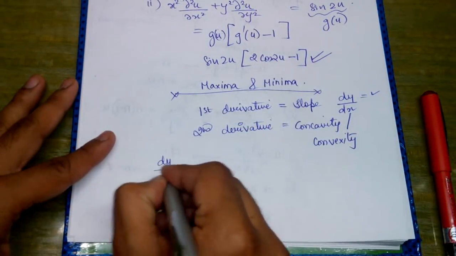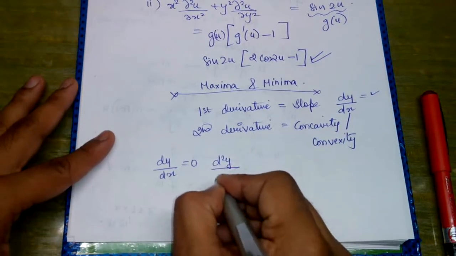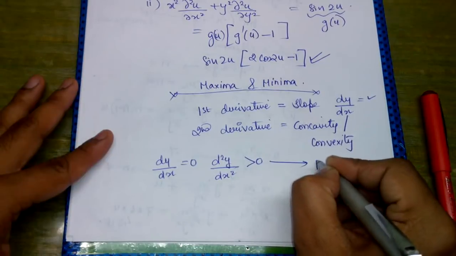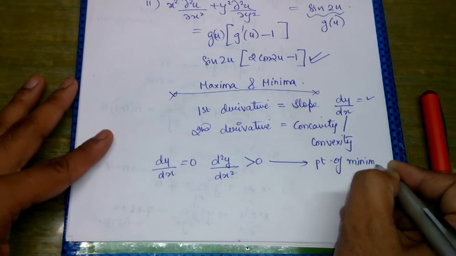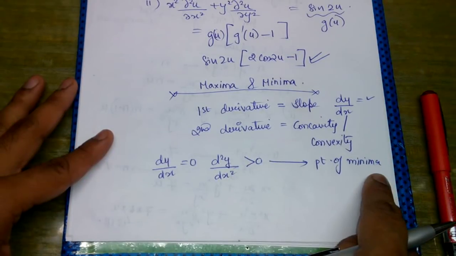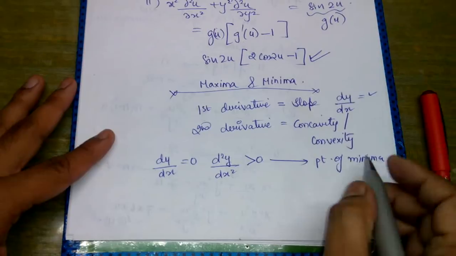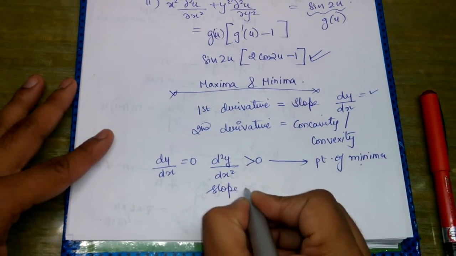So if dy upon dx is equal to 0 and d square y upon dx square is greater than 0, then this corresponds to the point of minima. Okay, greater than 0 comes, then it is minima, and if less than 0 comes, then it is the point of maxima.